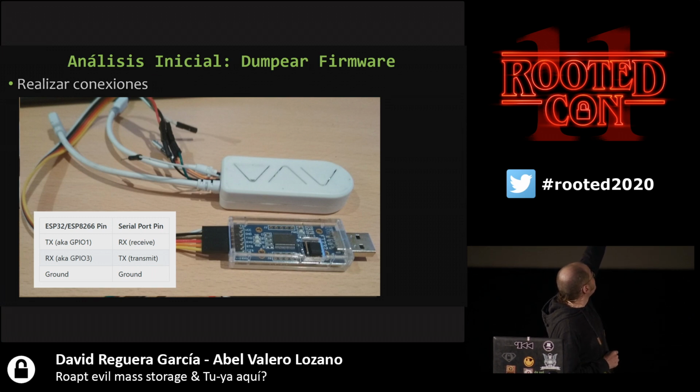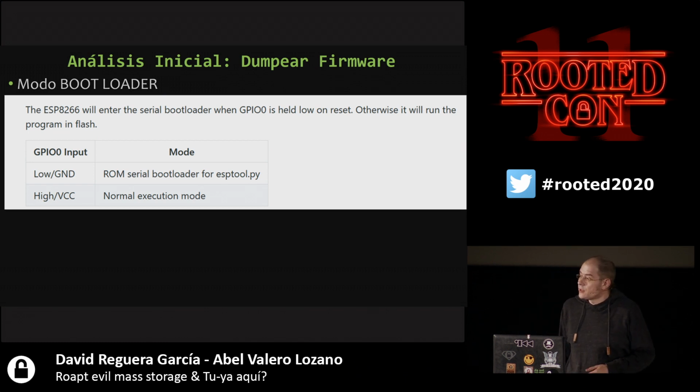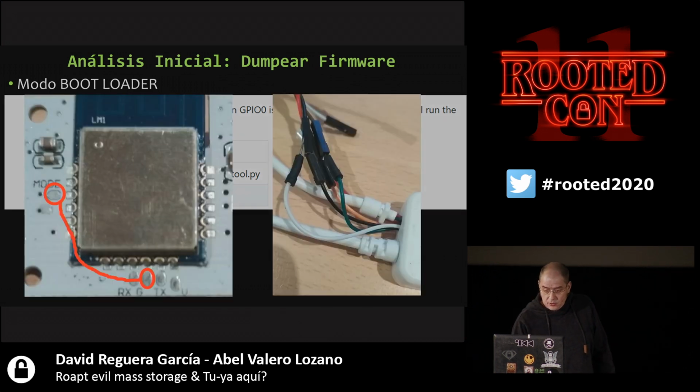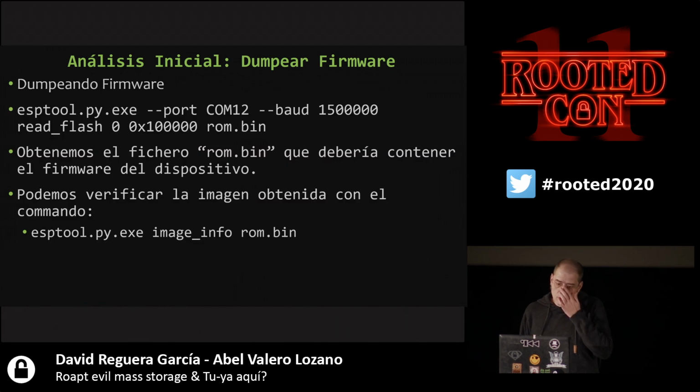If you want to go into bootloader mode, you will have to drop GPIO0 to ground, which is this white cable. If I want to flash or read this device, I will have to connect it to ground. This is what it says on the esptool website: if you need to use the bootloader mode, GPIO0 is held low on reset. It's very easy. You only need a small wire, and then you just plug the white one into the black one, which is ground.